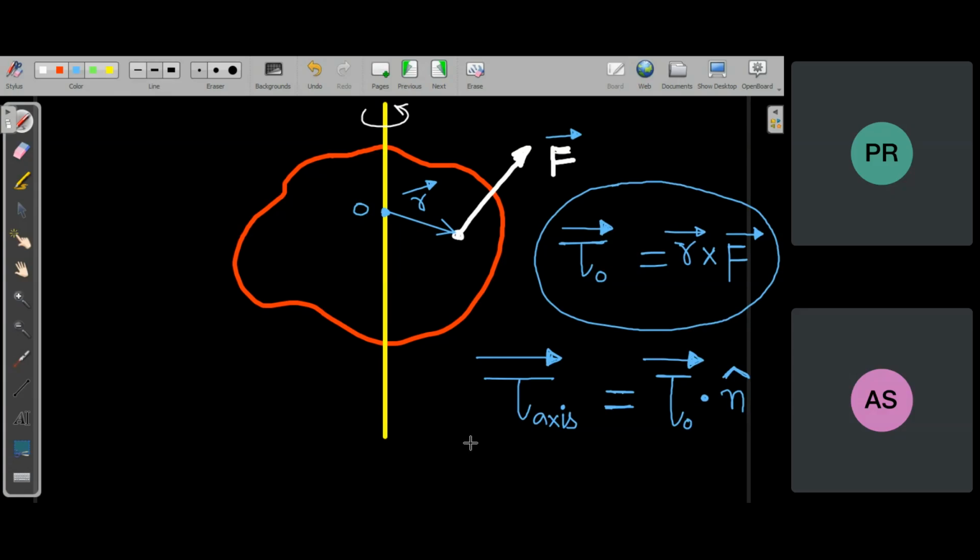Suppose the axis is along the x-axis, then in place of n cap we can directly write i cap, because i cap is nothing but a unit vector along the x-axis. If the axis is along the y-axis, then we can write torque vector dot j cap. So torque about an axis is simply the component of the torque which comes along the axis.